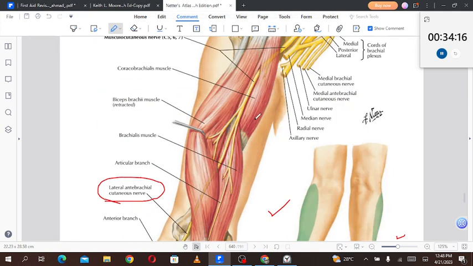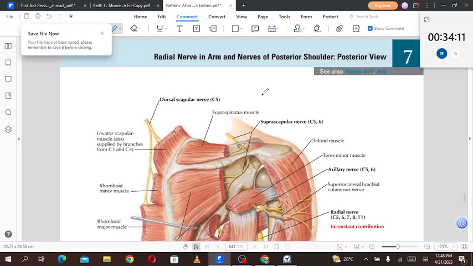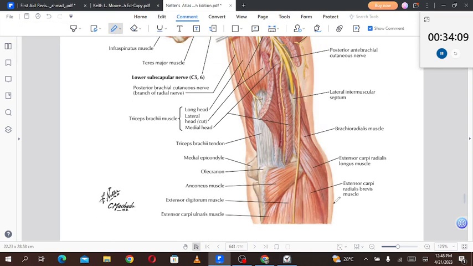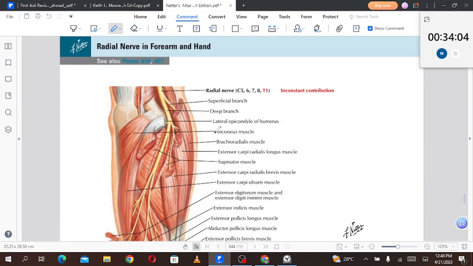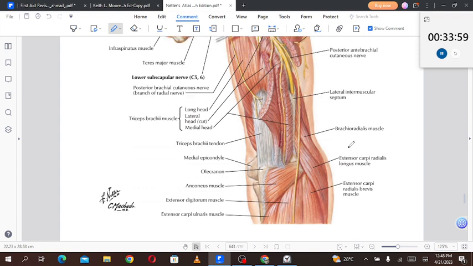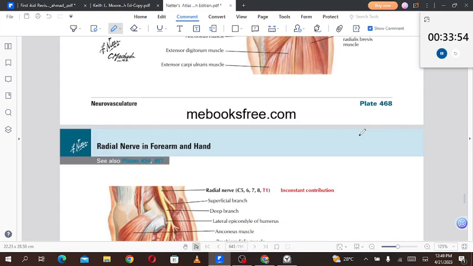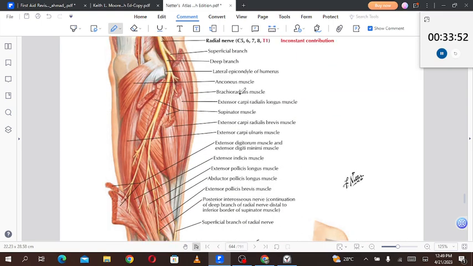I guess there will be a better picture over there. About the radial nerve. Yes, here we have the radial nerve. The radial nerve passes between the supinator muscle. Here we have the supinator muscle. But there is a thing that we call the supinator canal, and there I just saw the supinator muscle is over here. So here you can see that this is the supinator muscle, this one and this one, and the radial nerve is passing from between that.